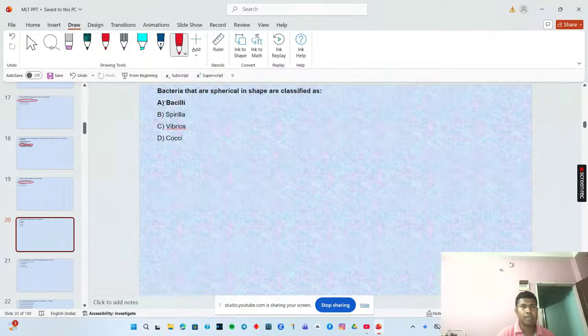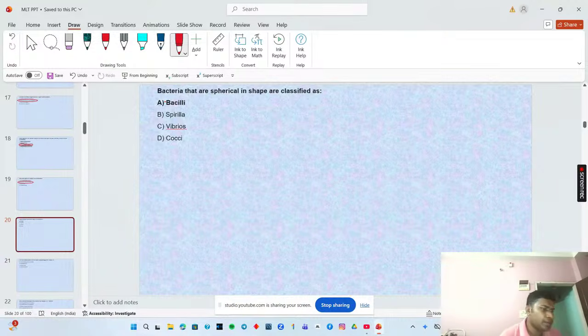Now, bacteria that are spherical in shape are classified as cocci. Cocci are spherical in shape. Bacilli are rod shaped. Vibrios are comma shaped.